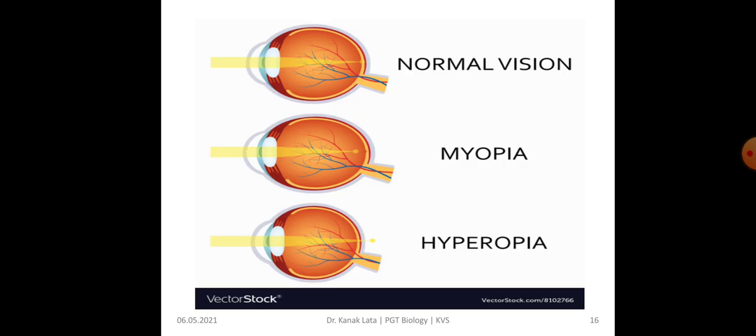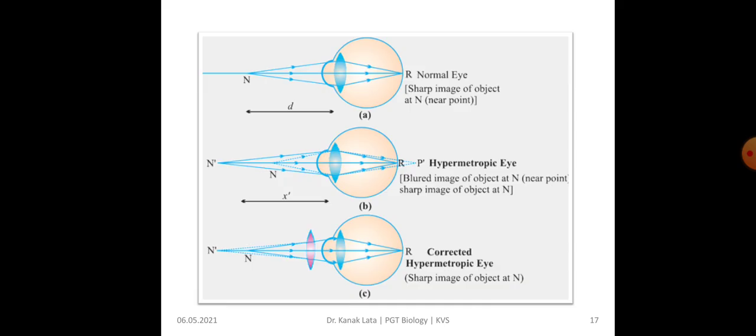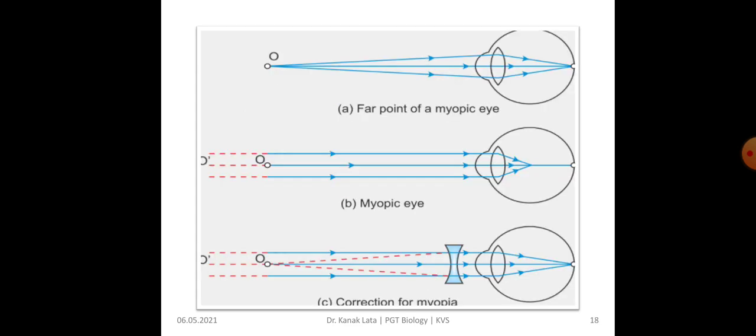The given figure of the human eye shows the normal eye, myopic eye and hypermetropic eye. This figure shows the normal eye, hypermetropic eye and the hypermetropic eye corrected by using a convex lens. Here it is about the myopic eye and correction of myopia using a concave lens.